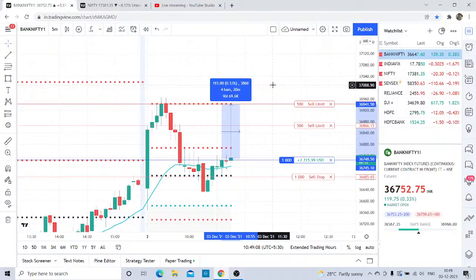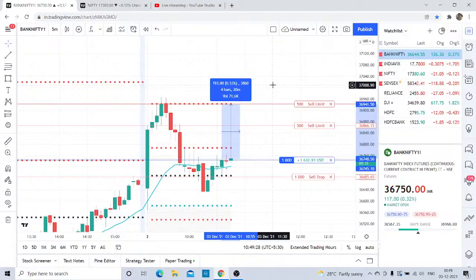This is the paper trade I am doing, so we can have control on our emotions. Just like a robo, we have to do. If we do this, we'll get confidence in our strategies.